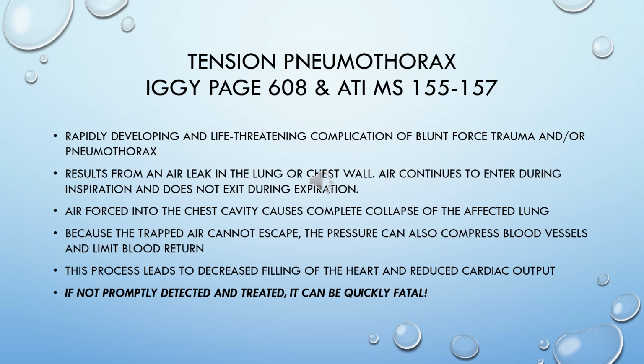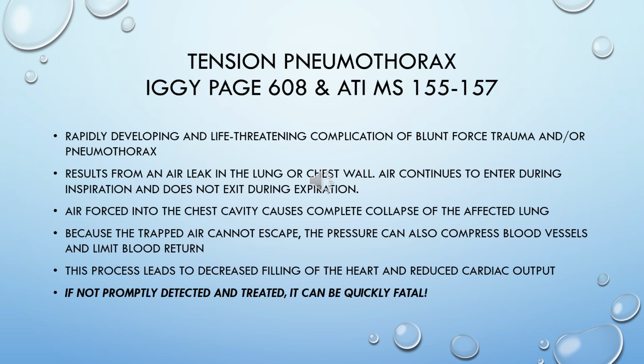So now we're going to move on to tension pneumothorax, and this again is in your EE book as well as your ATI book. This is a rapidly developing and life-threatening complication of some kind of blunt force trauma. It results from an air leak in the lung or chest wall, and basically what happens is the lung then collapses because it loses its air. Says here, because the trapped air cannot escape, pressure can compress the blood vessels and limit blood return. So you can see why this is an emergency situation.